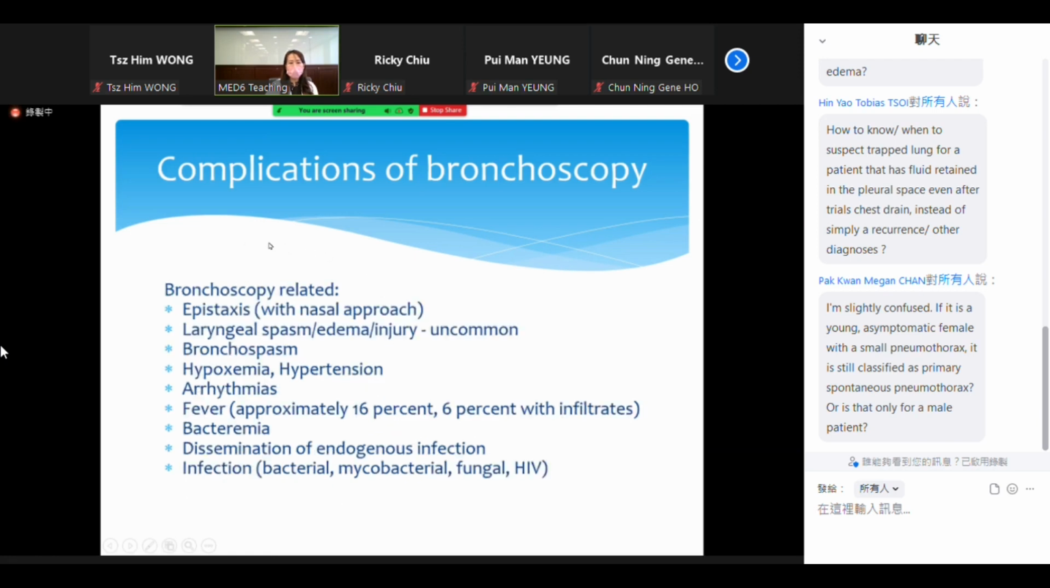And bronchoscopy-related complications include nose bleeding, because we will sometimes use the nose approach, and bronchospasm, arrhythmia, hypotension. If the patient has an infection, sometimes the patient will have bacteremia after the procedure, and fever.